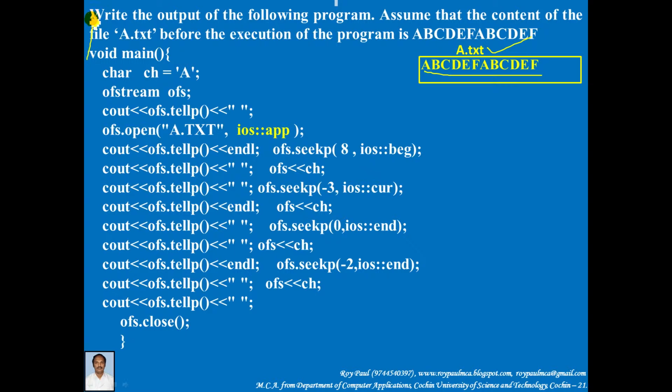Here global variables are not there. Execution starts at the main function. Ch is a character variable. It contains the character capital A. Ofstream is a built-in class. OFS is an object of a class.